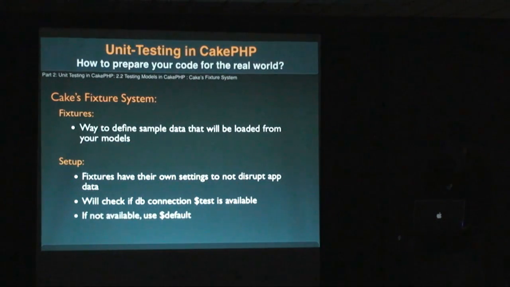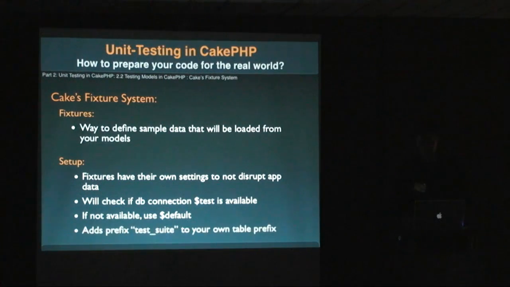CakePHP is going to check if the test connection is available in your database.php file. If so, it's going to use that. If not, it's going to use the default one. And it will add the test suite prefix in either case. So if you have no test connection available and CakePHP is going to use the default one, it will not use your real application tables, but create new ones and import the data from them and then add the test suite prefix to them.